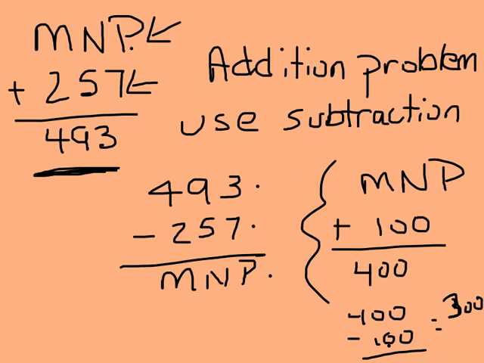And I wrote it over here a different way just so you could understand it with easier numbers. If we said MNP plus 100 is 400, well, you automatically know without doing anything that MNP is going to be 300. But if you look at it in the light of doing the inverse operation, this is an addition problem, so we're going to use subtraction to solve for MNP. We're going to say 400 minus 100, and that gets us to the 300 that we need.